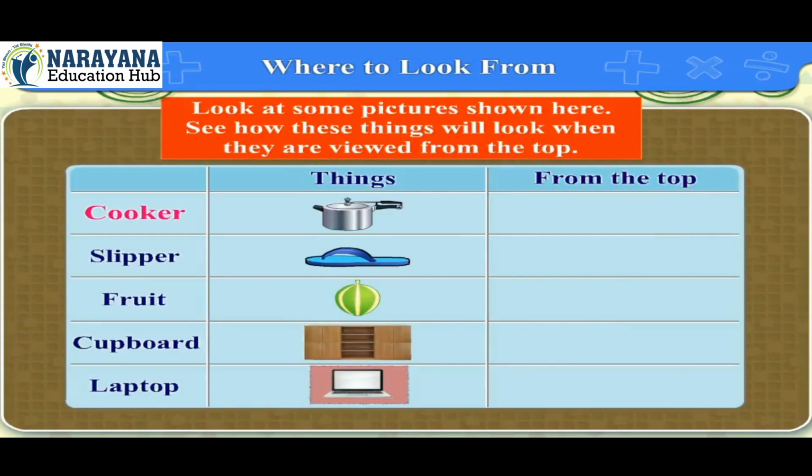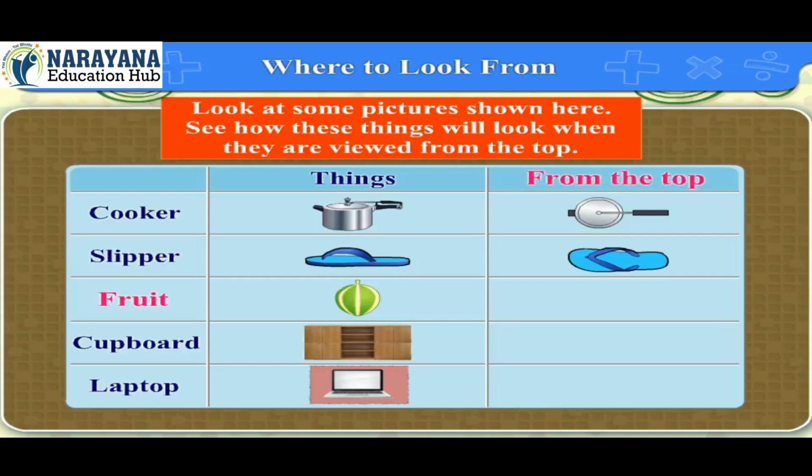Look at the cooker shown here. If you look at it from the top, it will look like this. The second picture is that of a slipper. If it is viewed from the top, it will look like this. In the third picture, you can see a fruit. When it is looked at from the top, it will look like this. The fourth one is a small cupboard, which when viewed from the top will look like this. The fifth picture is that of a laptop. If you look at it from the top, it will look like this.